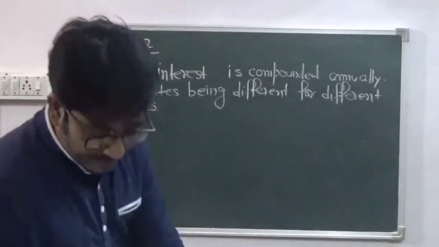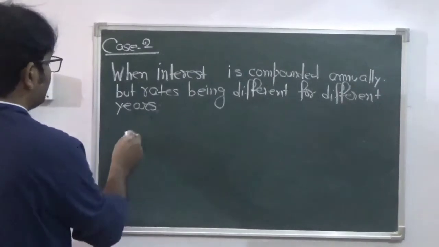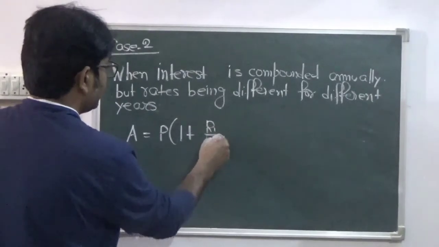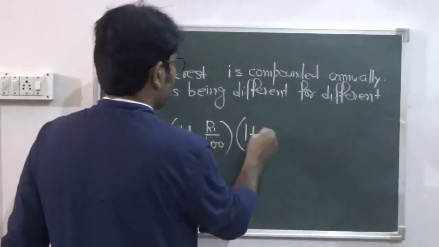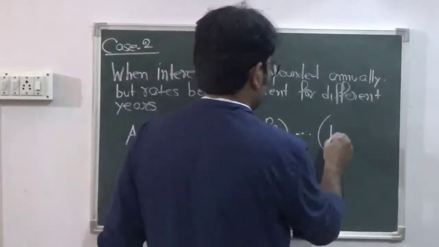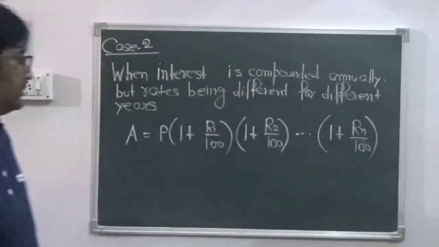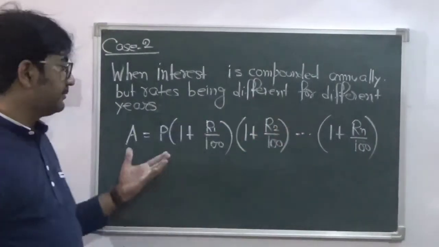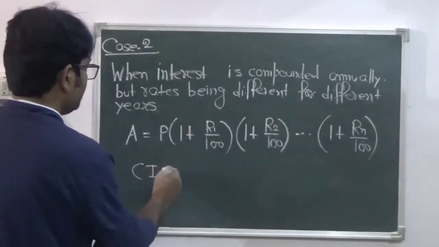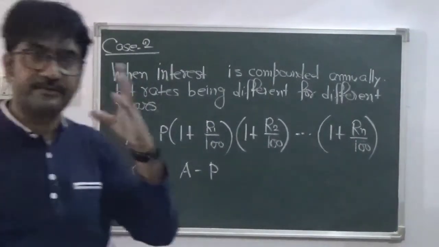So here in this case our amount we will write as, for example, A equals to P into 1 plus R1 by 100, 1 plus R2 by 100, 1 plus Rn by 100. So if the rates are different for the different years, we use this formula like this. And again, compound interest is amount minus principal. So this is the formula when the rates are different for the different years, right?